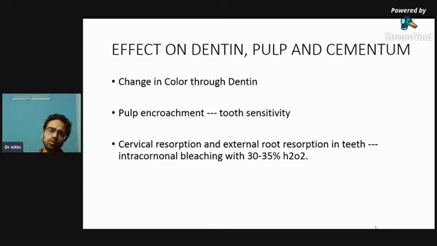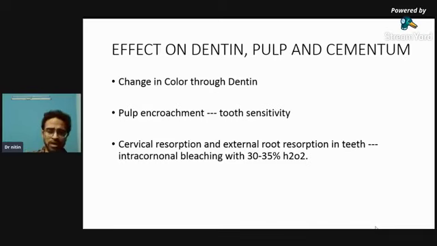Now, you must have read protocols for bleaching and side effects of bleaching. In terms of non-vital tooth bleaching after root canal treatment, a few cases have been reported with external resorption and cervical resorption when intracoronal bleaching was done with 30 to 35% hydrogen peroxide.